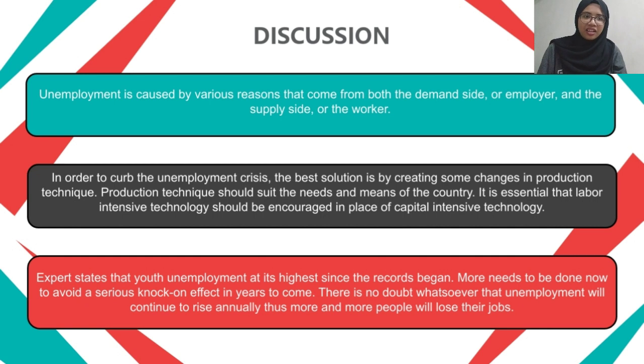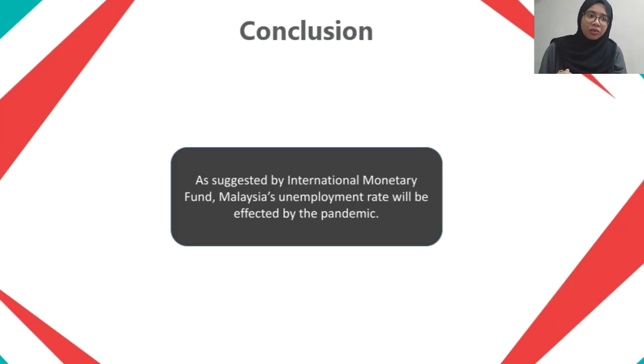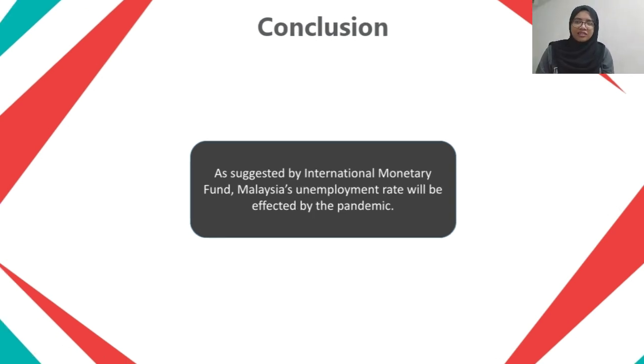So it is essential that labor-intensive technology should be encouraged in place of capital-intensive technology. And lastly, an expert stated that youth unemployment is at its highest since records began. More needs to be done now to avoid a serious knock-on effect in years to come. There is no doubt whatsoever that unemployment will continue to rise annually. Thus, more and more people will lose their job. So, that's the whole thing about the unemployment rate.